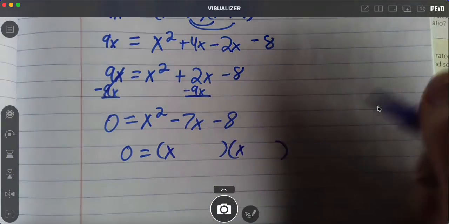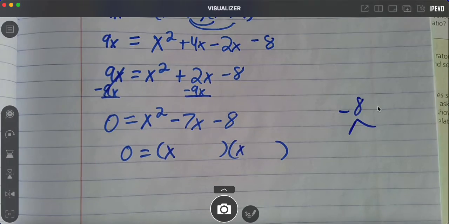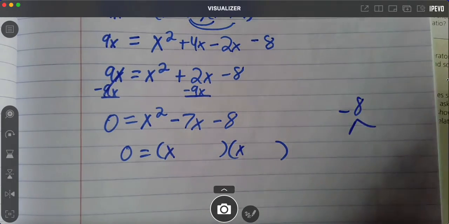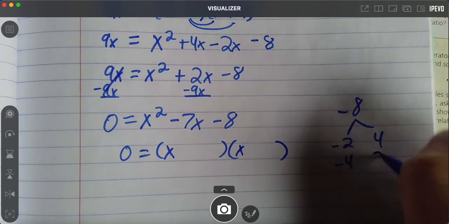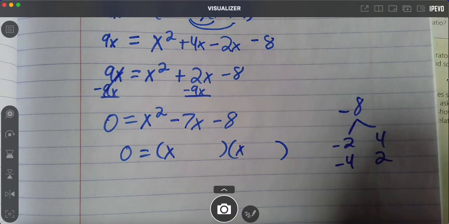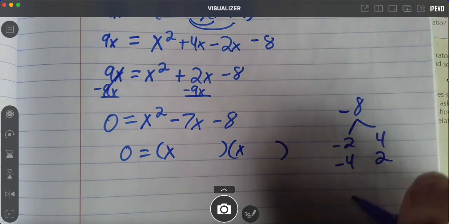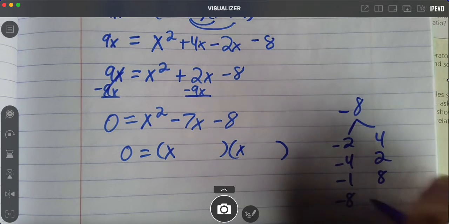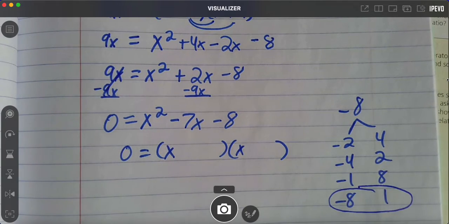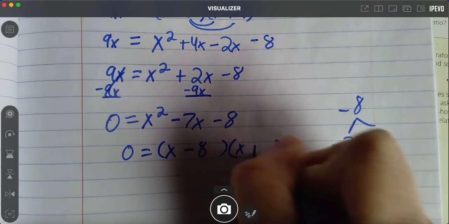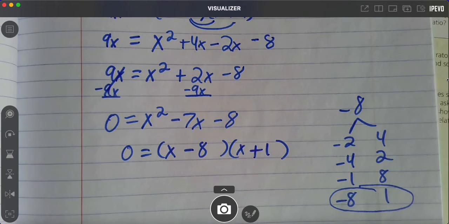What times what is negative 8? Y'all give me some numbers that multiply to give me a negative 8. A negative 2 and a 4. Or some of y'all, I think, said a negative 4 and a 2. Is there anything else? A negative 1 and an 8. Or a negative 8 and a 1. What of those adds to my middle number? What adds up to give me a negative 7? It's negative 8 and a positive 1. Are we good so far? Are we okay so far, at least?